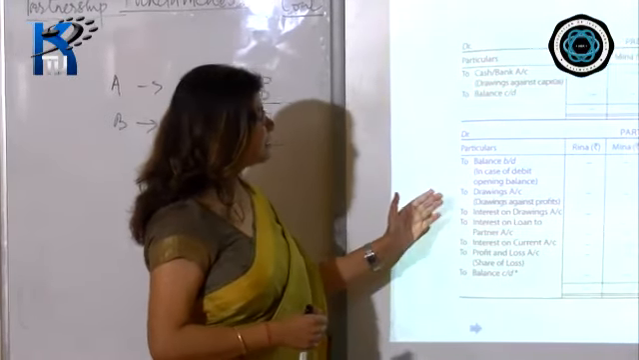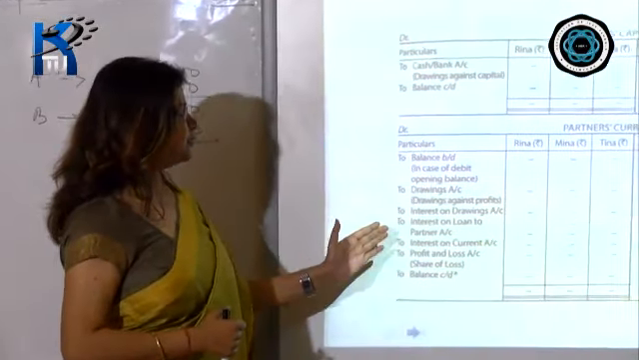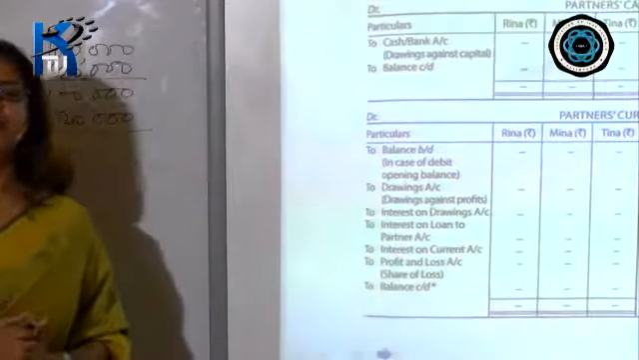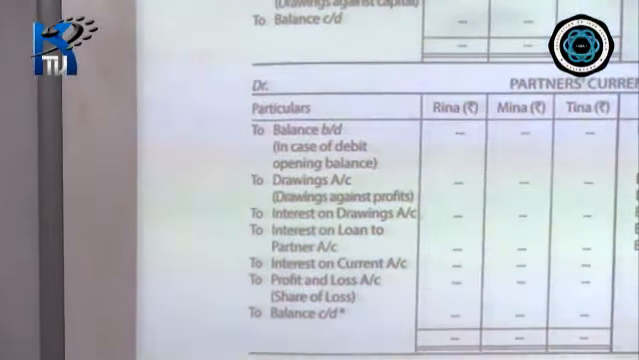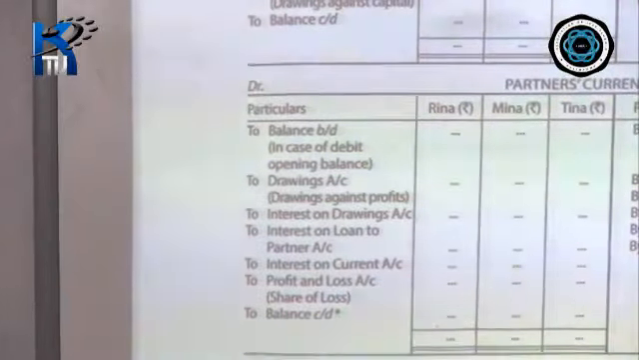So, to drawings, to interest on drawings, to interest on loan. Now, if a partner has taken a loan from the firm, he is liable to pay some amount as interest to the firm.